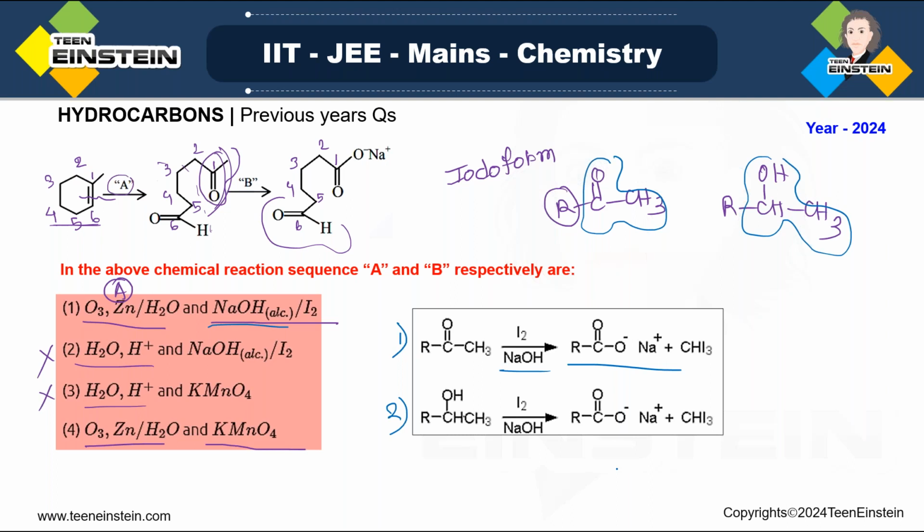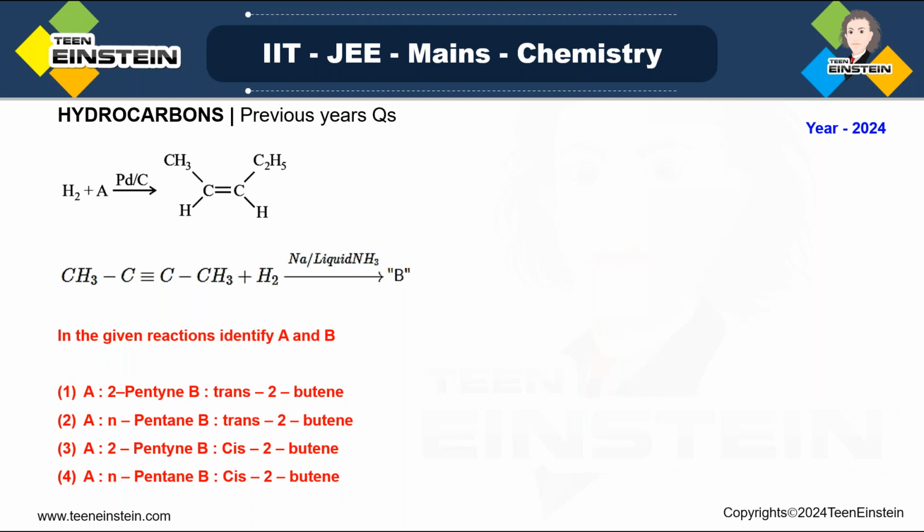And the same thing is happening here. So which option will we choose? Among 1 and 4, we will choose the first option, which is first O3/Zn-H2O, that is ozonolysis, and the second reaction is the iodoform reaction, where only this part has some changes happening, not the rest of the molecule. Next question. Two reactions are given.